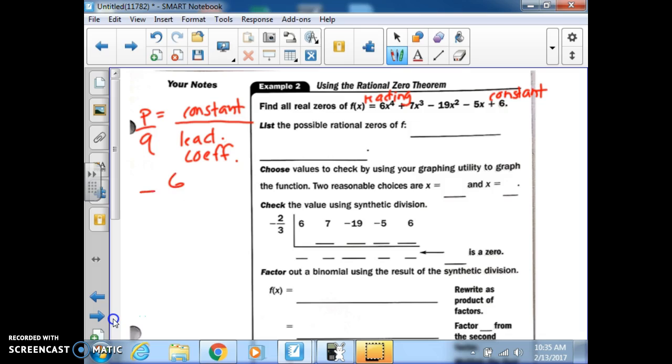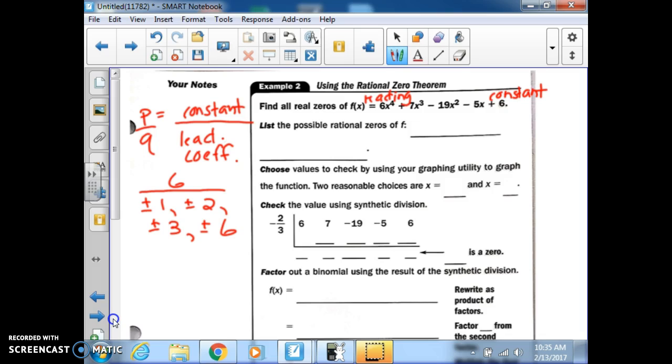So we only need to do this once because, luckily for us, our constant term and our leading coefficient is the same number. All right, so all of the factors of 6 are plus or minus 1, plus or minus 2, plus or minus 3, and plus or minus 6. We still have to include the plus or minus here because you could have a positive 1 and a positive 6, or a negative 1 and a negative 6. So the plus or minus will account for that.